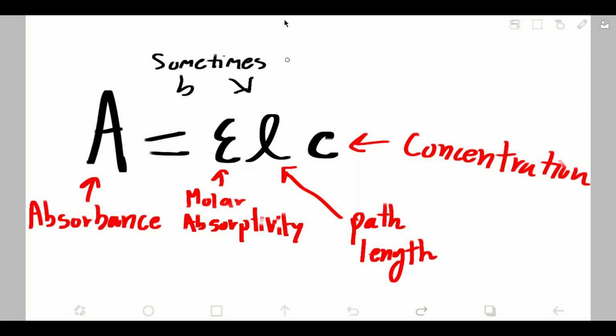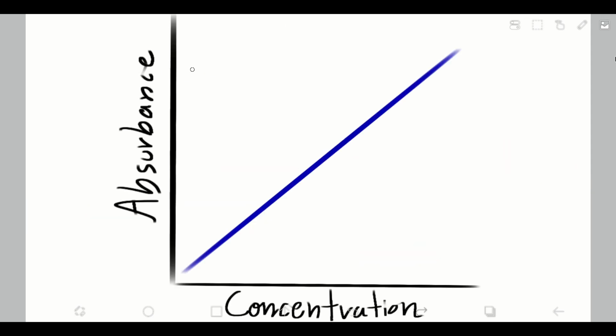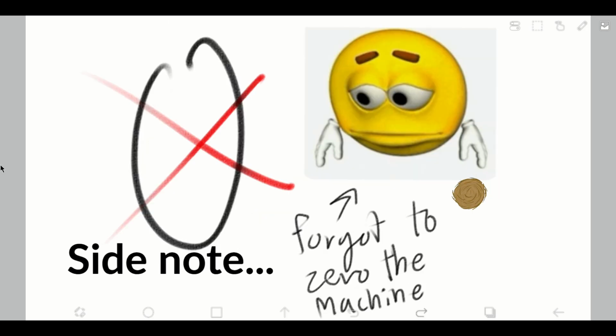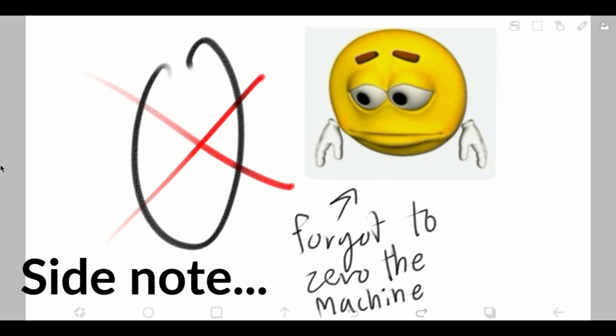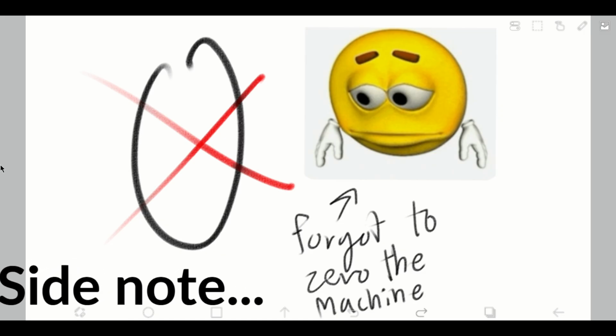The L, sometimes also called b, is the path length, which is the distance that the light travels through the sample, usually around the width of the cuvette. And then the C is the concentration, which is the amount of the absorbing substance in the solution. The relationship between the absorbance and the concentration is linear, meaning that as the concentration of the absorbing substance increases, the absorbance will increase proportionately. So if we fail to zero the machine with a blank, then it will result in an artificially high absorbance value, which we very obviously do not want.